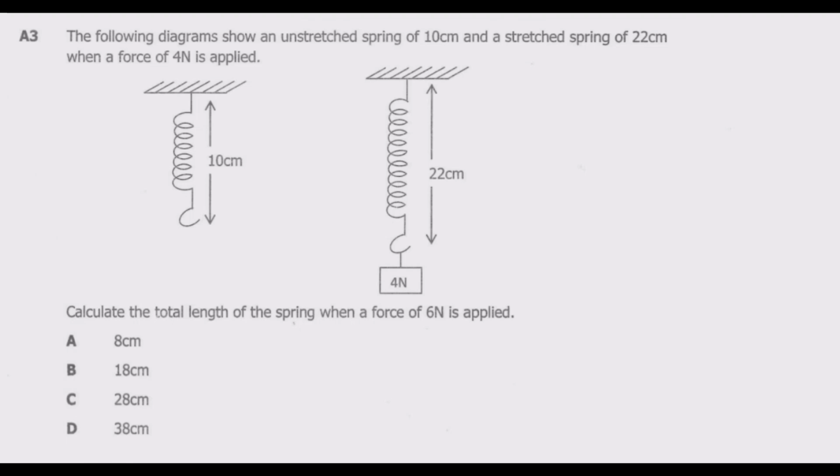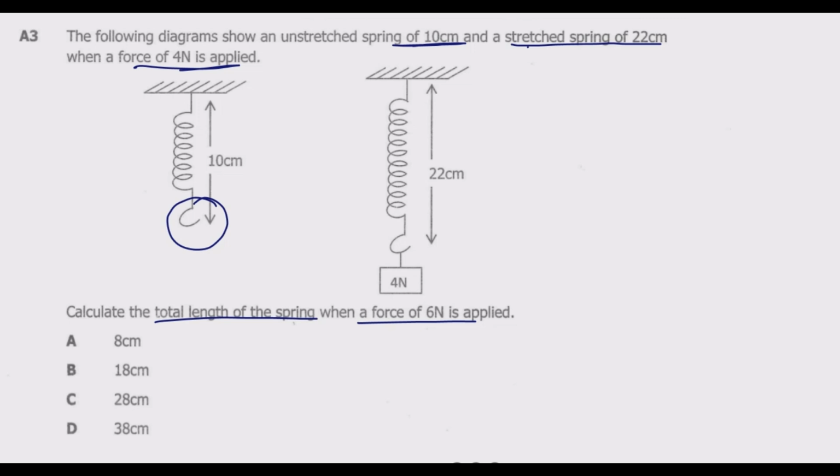Let us look at question A3. The following diagrams show a spring of 10 centimeters, and a stretched spring of 22 centimeters when a force of 4 newton is applied. Calculate the total length of the spring when a force of 6 newton is applied. So we have the 10 centimeters before the spring is stretched, with nothing attached to the spring. Then after we attach a 4 newton weight, it is stretched to 22 centimeters. Now the question is asking us to calculate the total length when a force of 6 newton is applied.